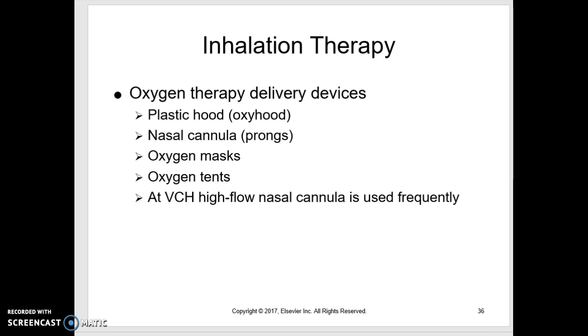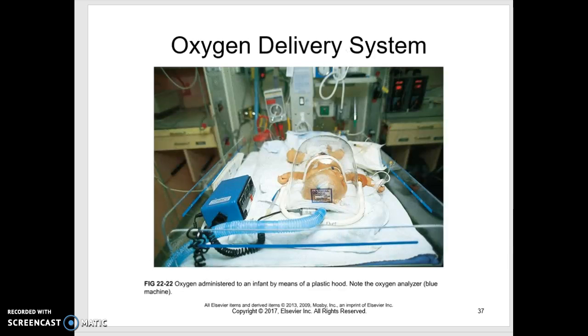So, inhalation therapy and oxygen therapy. There are different ways to give oxygen. There are the plastic hoods that are used on neonates. We can do nasal prongs, but they come in different sizes. Think about what size your child is. Oxygen masks, oxygen tent, and what we've been using a lot of recently in the last few years is high flow nasal cannula.